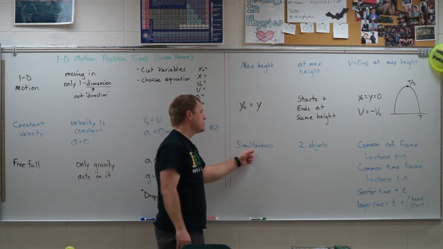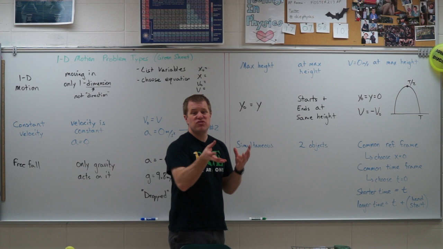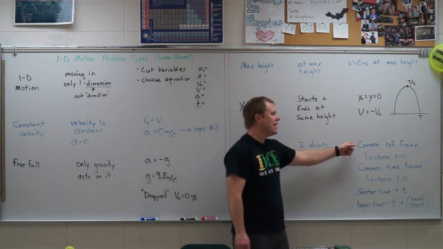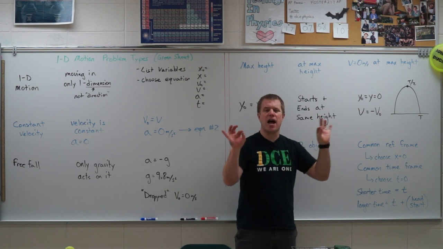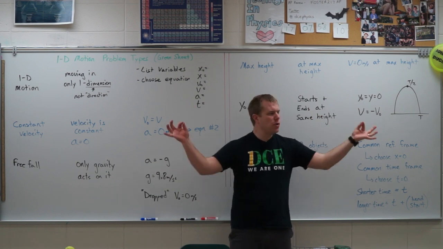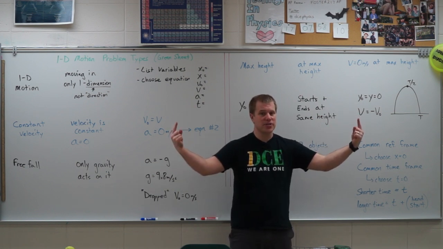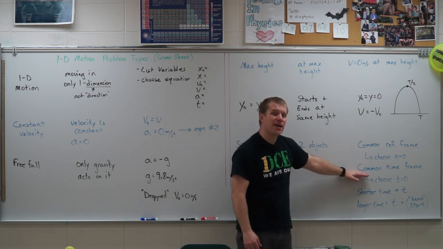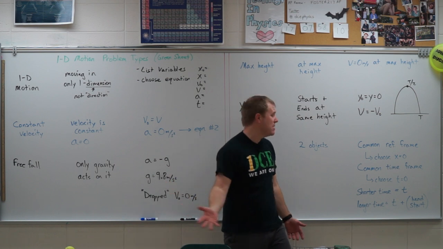All right, simultaneous problems are when we have two objects moving at the same time in the same frame. If we have that, we need a common reference frame. We need to choose a common x equals 0. The two objects both can't start at x equals 0, so you have to have a common frame of reference. They also need a common time frame. They need to agree when time equals 0.